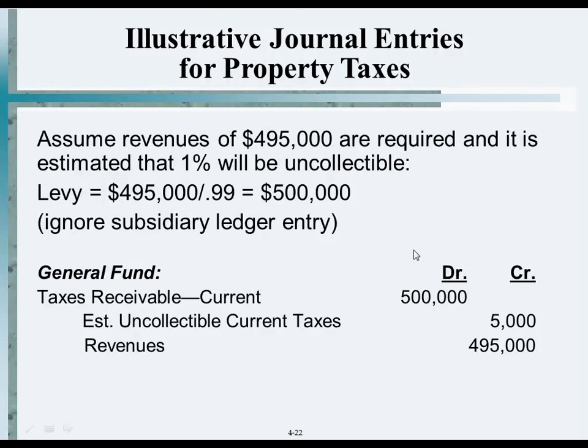All right, let's go through these journal entries, and I'd like you to understand them because you're going to see them sooner or later. Assume revenues of 495 are required, and it is estimated that 1% will be uncollectible. See how the gross levy is calculated? 500,000. Now, we know the top part. This is what I want you to think about. First of all, general fund, right? Taxes receivable are what? 500,000, right? That's our gross levy. Revenues are what? 495. What's the uncollectible portion? 5,000. Does everyone understand this journal entry? Do you see this? This is a receivable, like your AR from the taxpayers, right? This is your revenue that you're booking, and this is your provision for doubtful accounts.